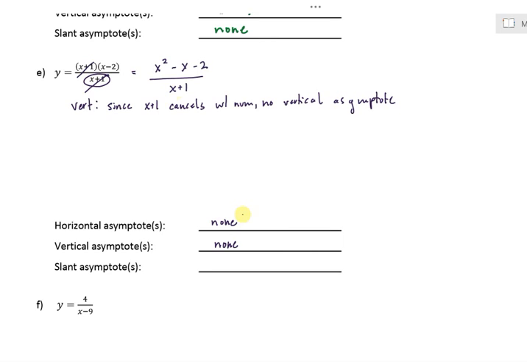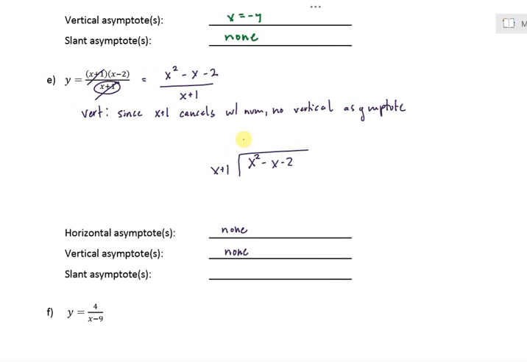For the slant, the degree is higher by 1, so we do have a slant asymptote. This is where we would normally divide x squared minus x minus 2 by x plus 1, but it was already given to us in a factored form, so actually we already know this is x minus 2. So our slant asymptote is going to be y equals x minus 2.